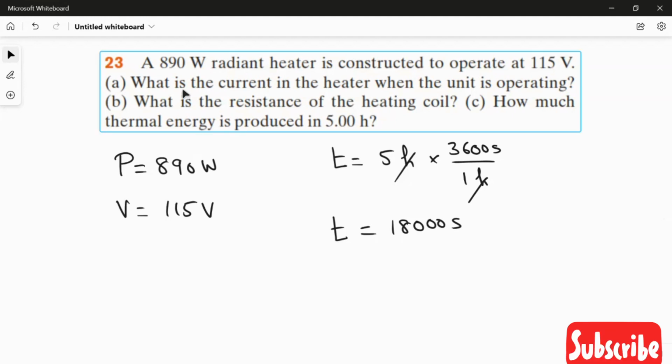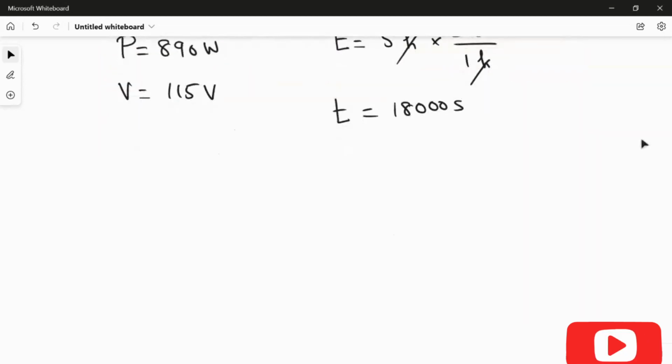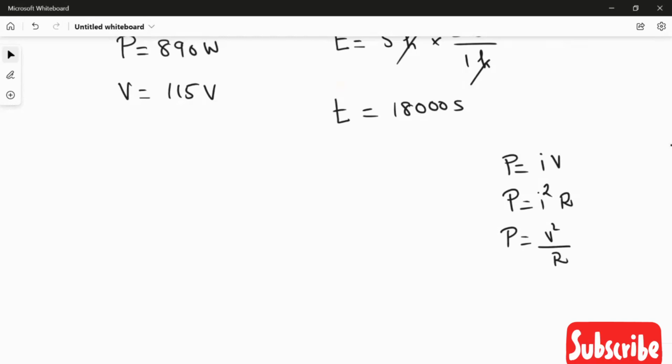Now we are going to answer one by one. First question, we are going to calculate the current in the heater. As we know, for power calculation, we have three rules. Power P is equal to I multiplied by V, P is equal to I squared multiplied by R, and P is equal to V squared over R. We can't use the second and the third because the resistance is not given, so I am going to use the first one.